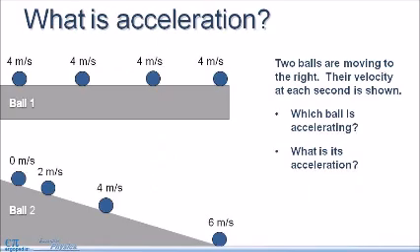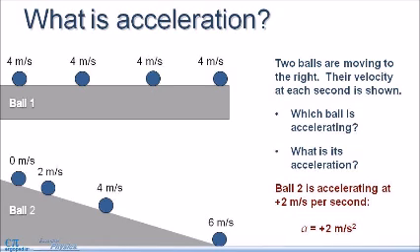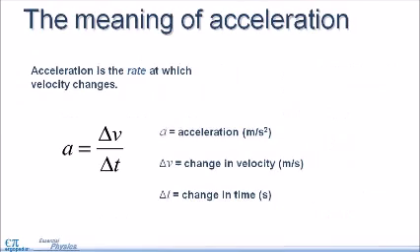What is acceleration? Two balls are moving to the right, as you can see on the left side of your screen. Their velocity at each second is shown. Which ball is accelerating and what is its acceleration? Ball 2 is accelerating at plus 2 meters per second, so its acceleration equals plus 2 meters per second squared.